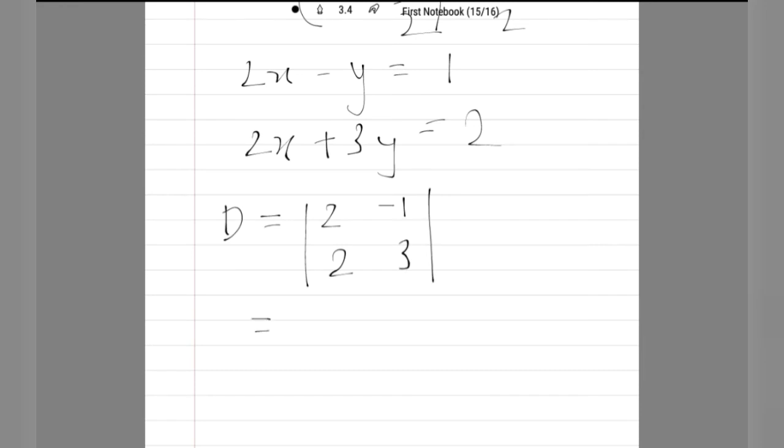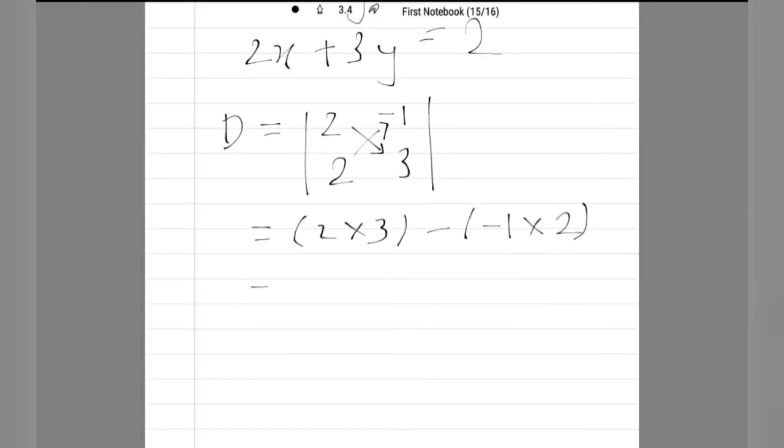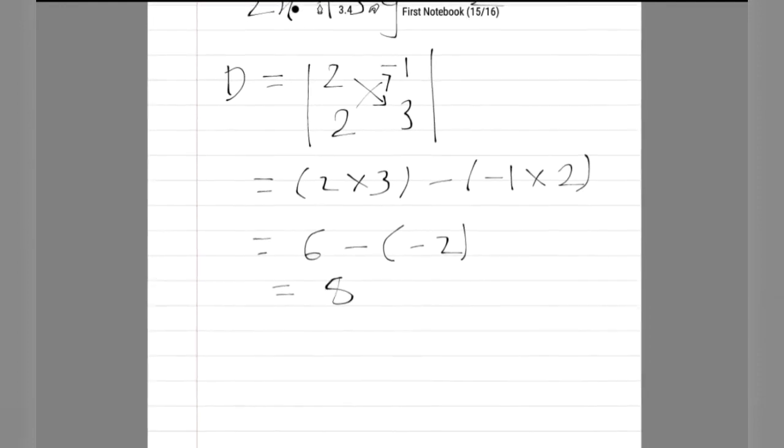And solving this determinant, we get 2 into 3 minus -1 into 2. So what we get by solving this is 2 into 3 is 6, minus of -1 into 2 is -2. So adding this, minus gets plus, and we get the value as 6 plus 2 is equal to 8. So this is what we get as the value of d.